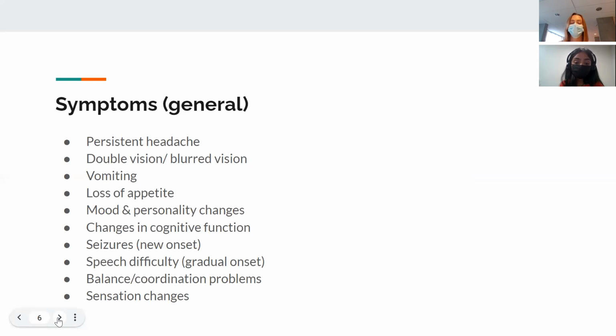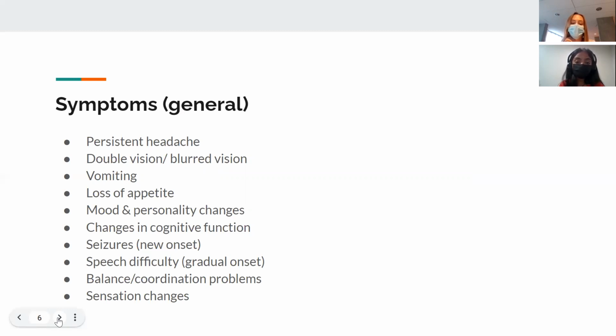So let's start with persistent headache. This is common when it comes to any kind of brain problem, not just brain tumors. There's also vision changes like double vision or blurred vision, and also vomiting because your brain controls sensation and digestion in your gut. Then we have loss of appetite, which can be linked to a function of the temporal lobe, mood and personality changes, and changes in cognitive functions. Here we have some frontal lobe territory.